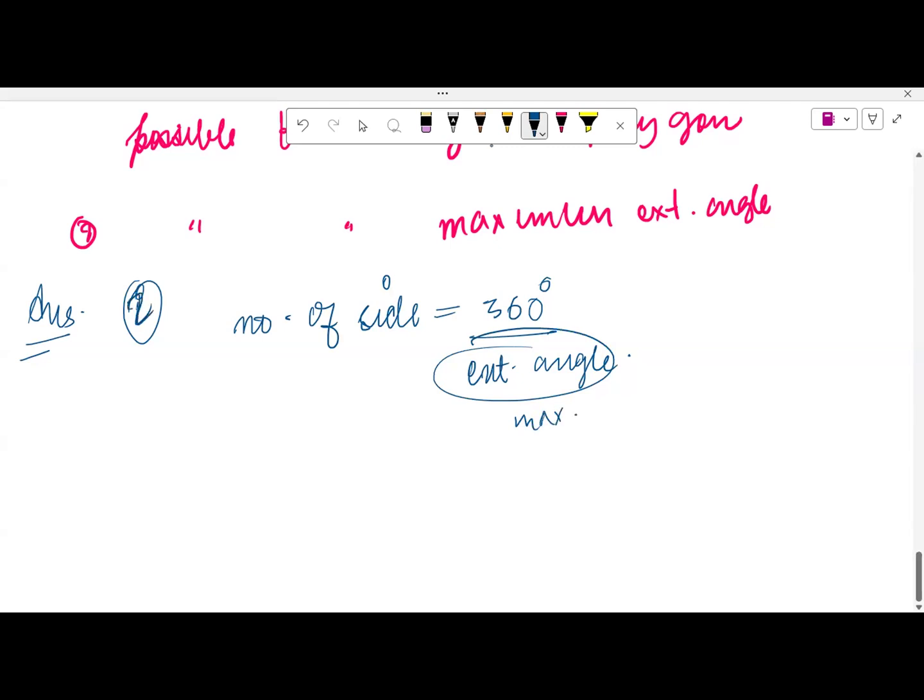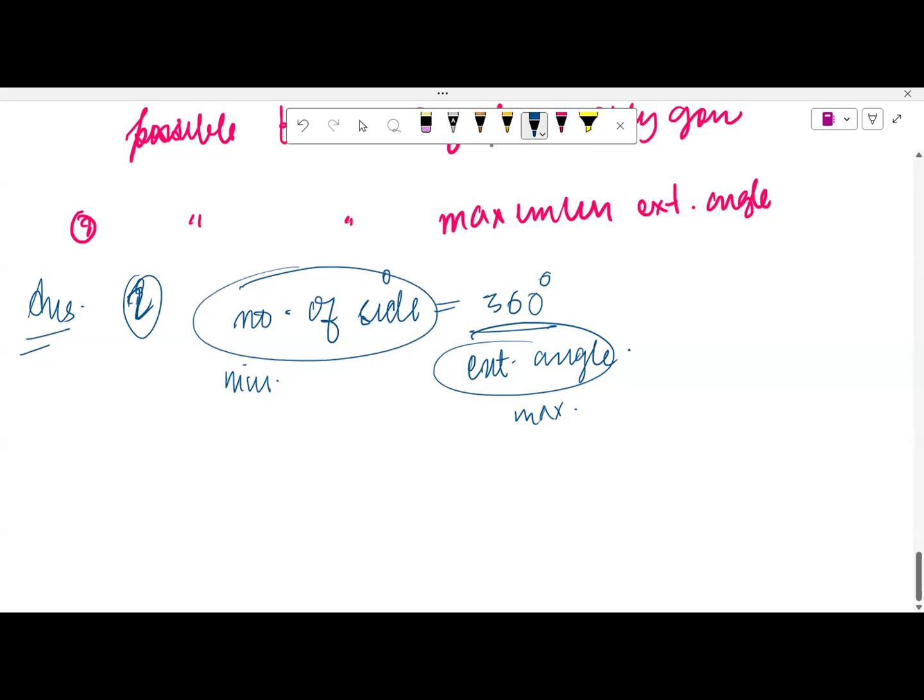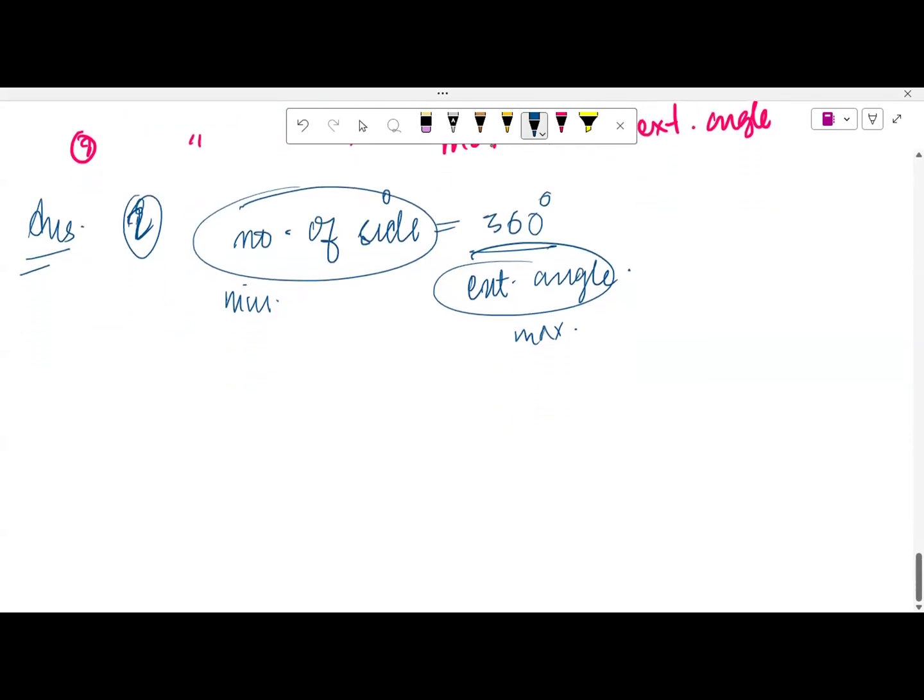So if I have to find the maximum exterior angle, I'm doing the second question first. To calculate the maximum exterior angle, the number of sides should be minimum. The least number of sides will give the maximum exterior angle, because number of sides and exterior angle have a reverse relation. A higher exterior angle means a lower number of sides. What is the minimum number of sides possible?